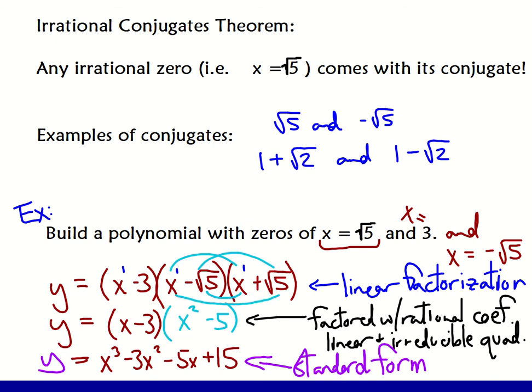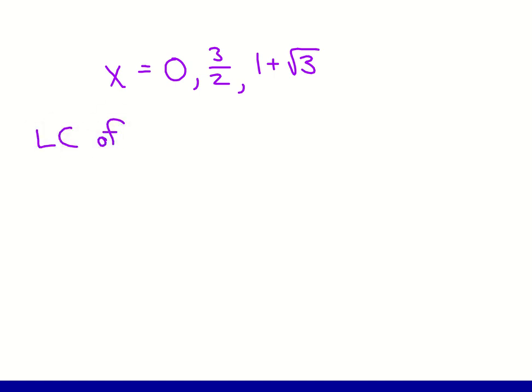One more example of building a polynomial that I'd like to do with you is if we wanted to build a polynomial that has zeros of x equals 0, x equals 3/2, and x equals 1 plus the square root of 3. I also would like this to have a leading coefficient of, let's say, 6. I want to build a polynomial here.